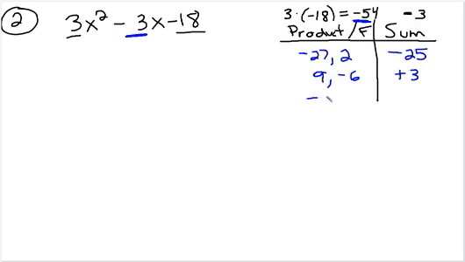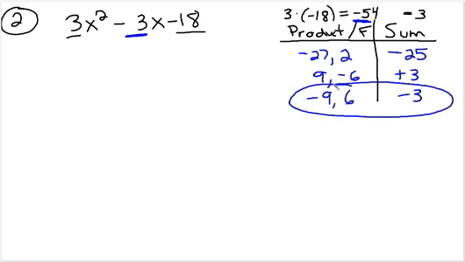So let's flip the signs around. Negative 9, positive 6, there we go. That's the combination that I want. So I rewrite my quadratic now. Remember, the first term and the last term stay the same, and then I change the middle term to these two numbers. I change it to two terms, negative 9x and positive 6x.